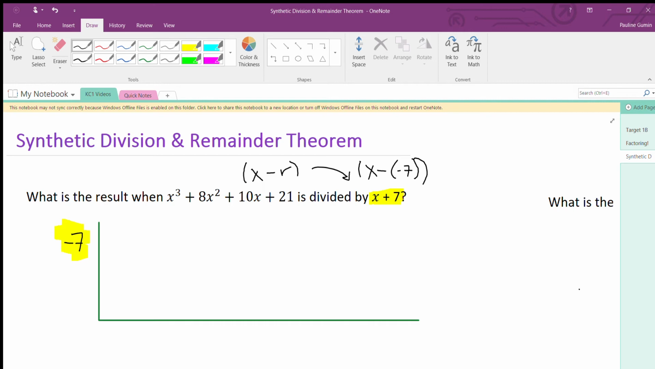All right. Next, what we're going to do is we're going to write the coefficients of this polynomial and the constant. Now, we're doing this to make things a lot easier, and you'll see what I mean. Now, in front of the x cubed, I don't really see any number. However, I know what that number is. It is our invisible 1. I'll write in the invisible 1 here. There it is. Okay. Then I'm going to write an 8, then a 10, then the 21.